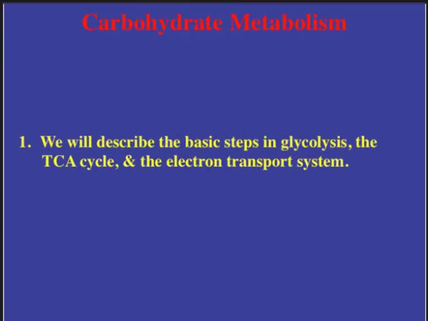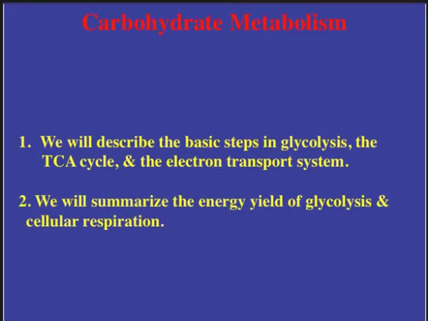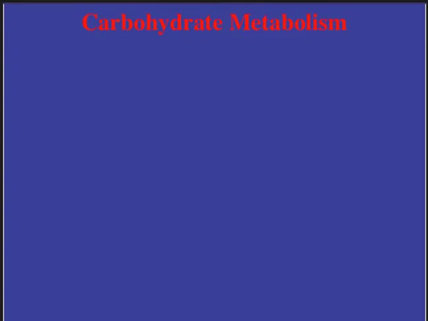So let's talk about carbs first. We'll describe the basic steps in glycolysis, the TCA cycle, and the electron transport system. And these are what are termed the big three metabolic pathways that generate the ATP needed to make life processes occur. And they rely on each other. They are interconnected. They happen in physically different locations inside the cell, and we'll detail where those are. And we'll summarize the energy yield of glycolysis and cellular respiration.